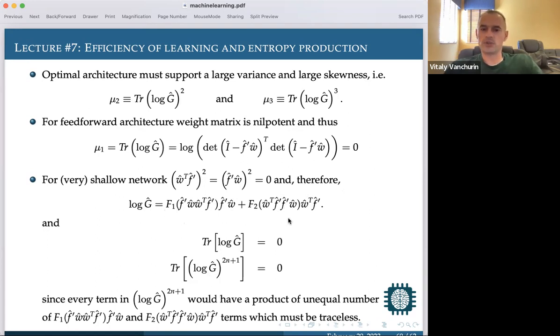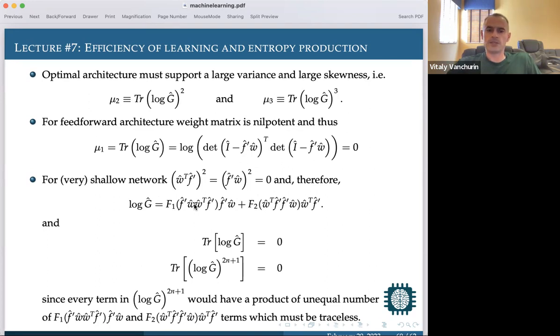Now we have this product of two numbers. You can think this and that. When you raise it to an arbitrary odd power, each element will be a product of those two terms. But since the power is odd, there will be an unequal number of terms of the first type and of the second type. And since there will be an unequal number of them, that will also be a traceless expression.